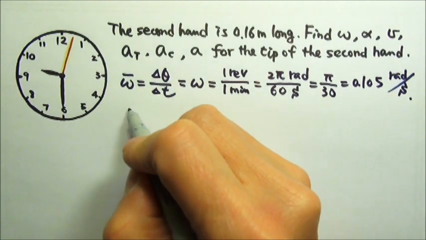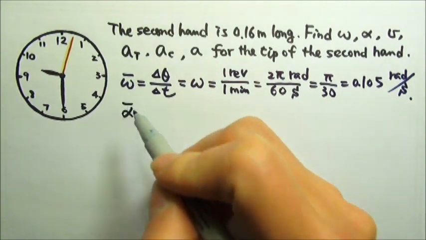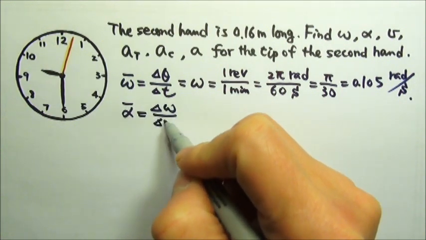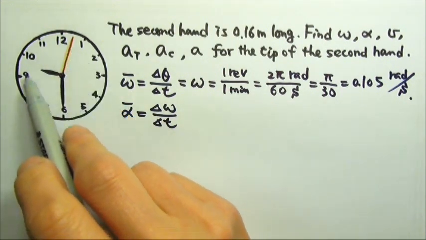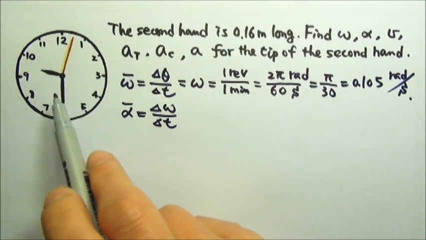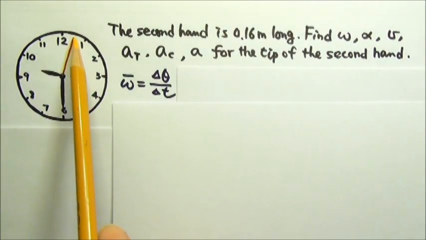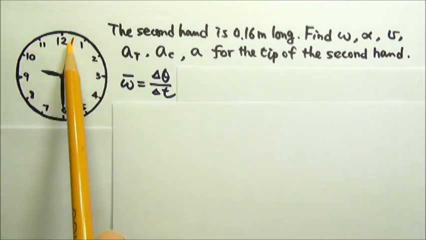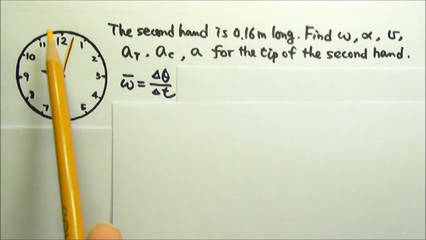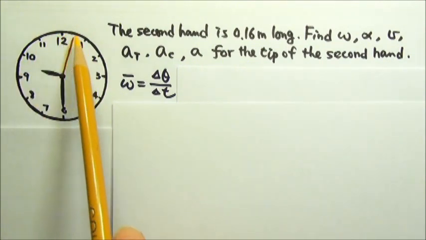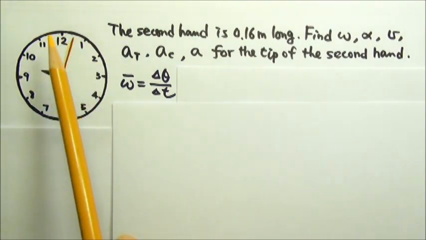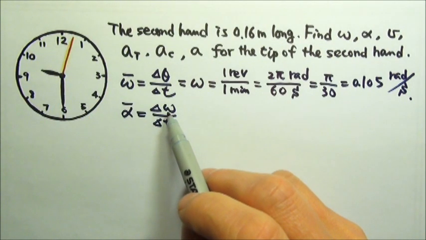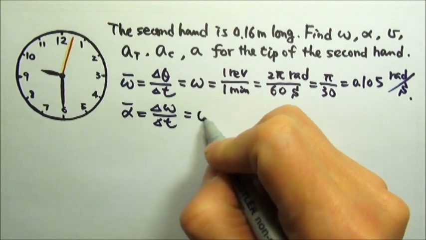And what do you think alpha is? We know that average angular acceleration is delta omega over delta t. The second hand does constant angular velocity motion because the tip of the second hand goes around at a steady angular speed, and it's in the clockwise direction. So same angular speed, same direction. That means the angular velocity stays the same. The angular velocity doesn't change, so there is no alpha. Alpha is 0.